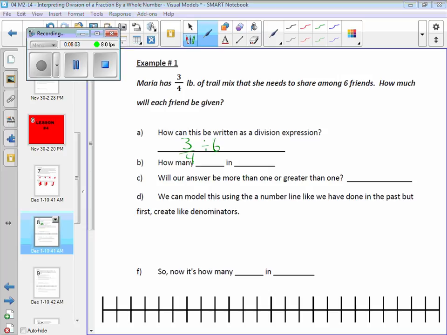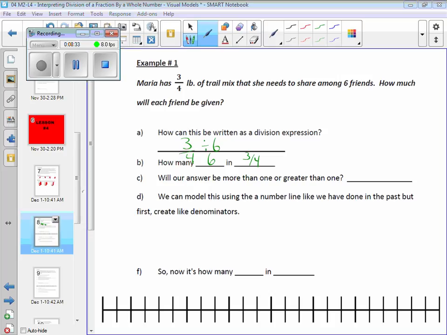Back to the lesson. 3/4 divided by 6 is the correct expression. Or it's asking how many 6s in 3/4. This is the first time where you've got the bigger number going into the smaller number. Doesn't matter. Come on, focus. Focus.